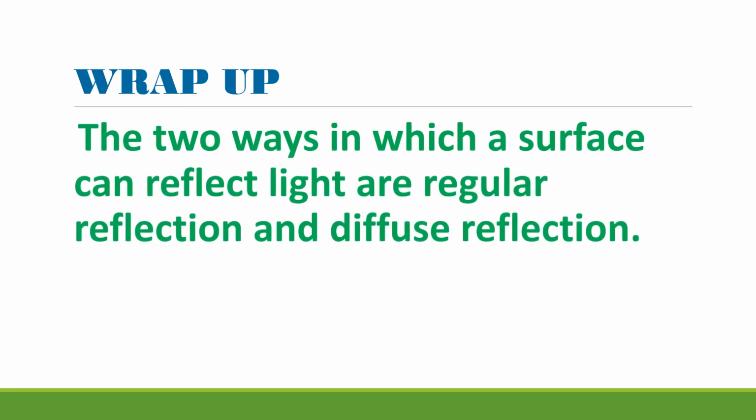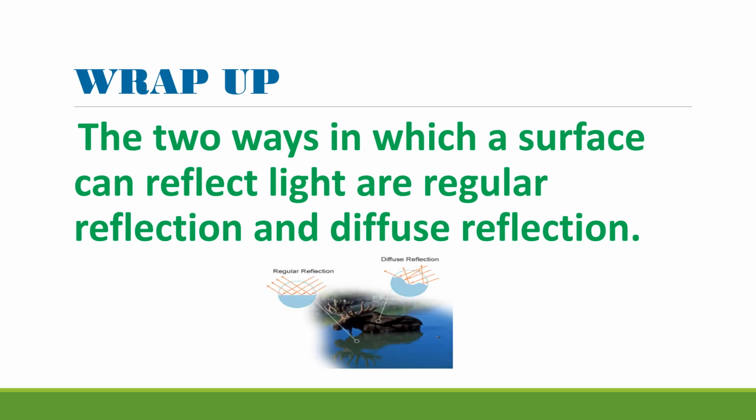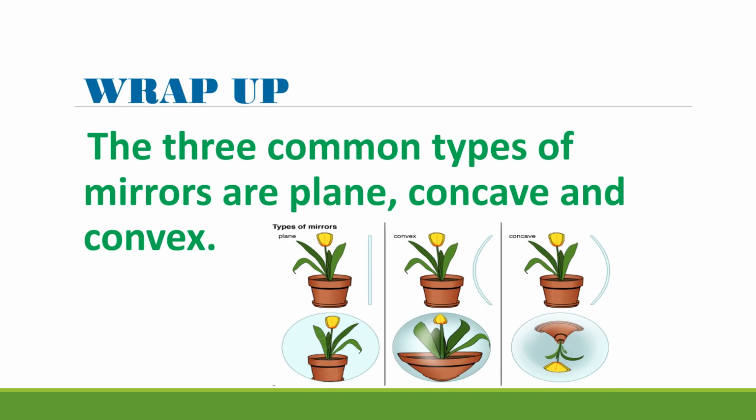So to wrap up everything in this lesson, you were able to learn the two ways in which a surface can reflect light, and these are called regular reflection and diffuse reflection. As you can see in this picture, the reflection that occurs on the surface of the water is called regular reflection because it has a smooth surface. On the other hand, the reflection that occurs on the body of the animal is called diffuse reflection because it has an uneven surface. And lastly, you were able to learn the three common types of mirror, which are the plane mirror, the concave mirror, and the convex mirror.